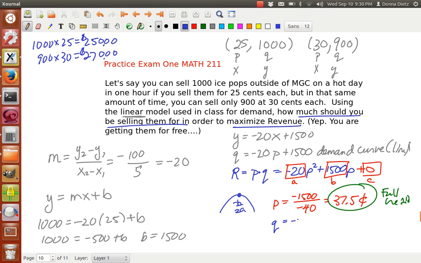But if the question were to ask you what quantity that is, then you just stick that back in, minus 20 p squared. That tells you the quantity. The other way you can get quantity is you can go back to this function. Oh, that's the revenue, sorry. This is the revenue that you should get, and this is the quantity.